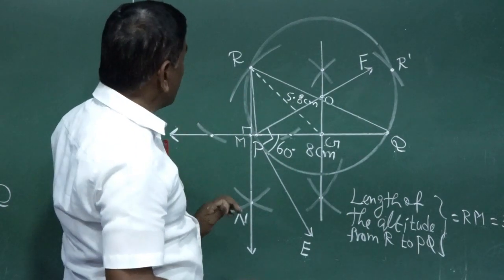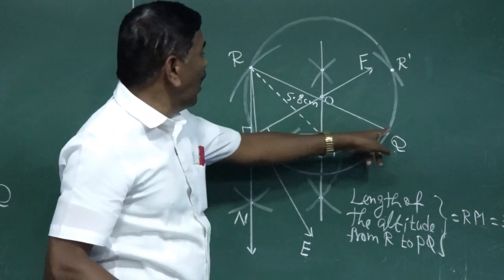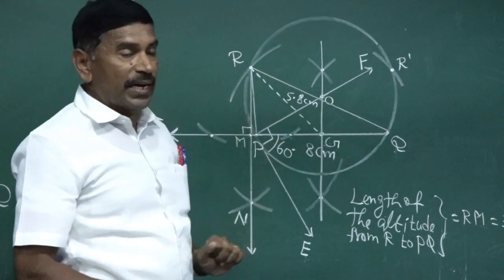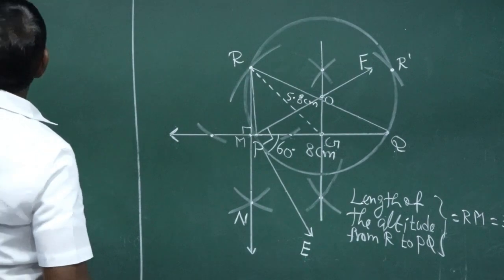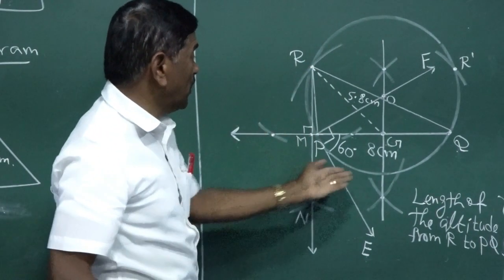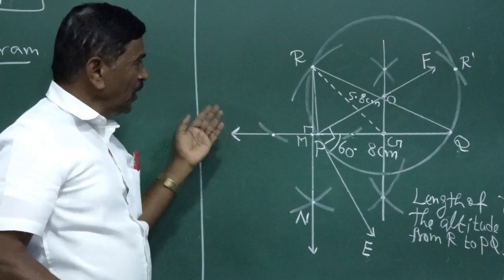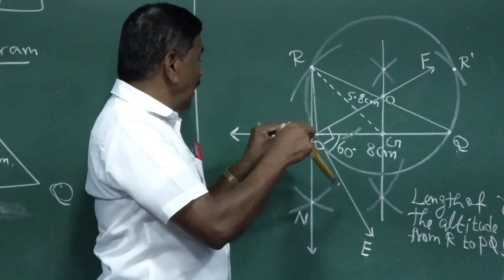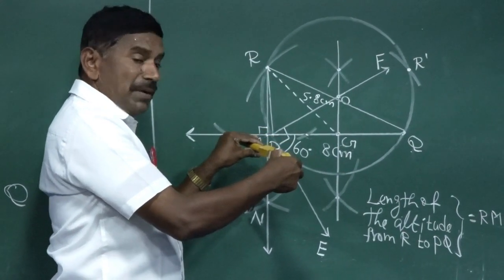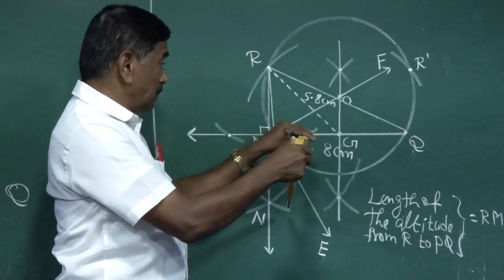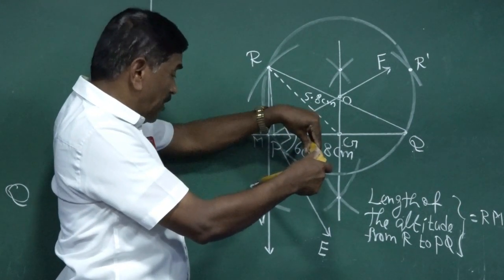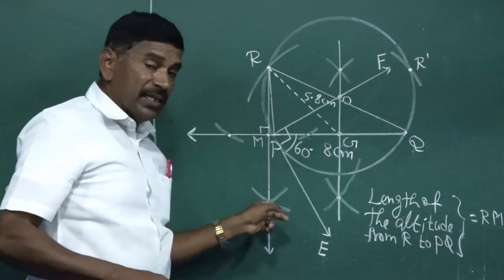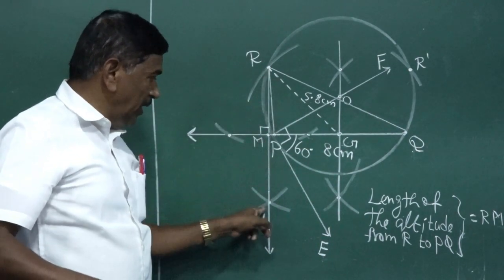Next, join PR and QR. So triangle PQR is ready. Also find the length of the altitude from R to PQ. For that, extend PQ left way. R as a center at any suitable radius, draw one arc on the left and one on the right. With the first meeting point as a center, draw one arc downwards with the same radius. The second meeting point as a center, cut the former arc. Let this point of intersection be N, and join RN.